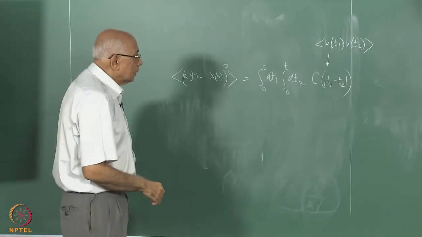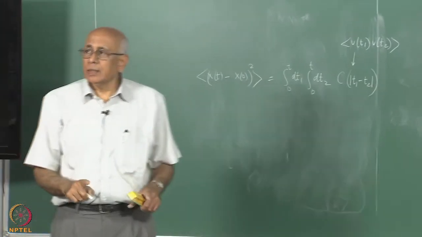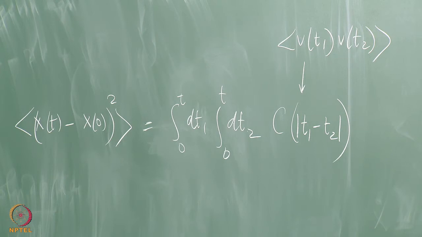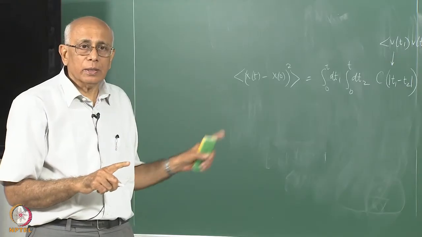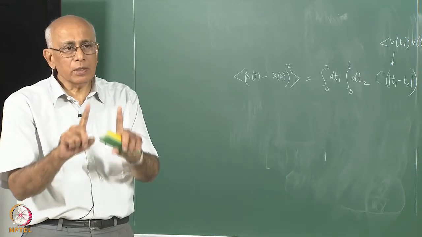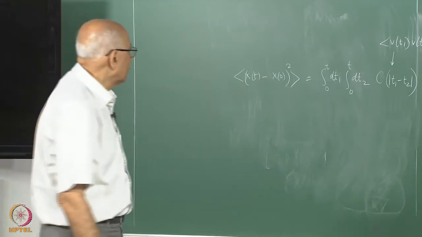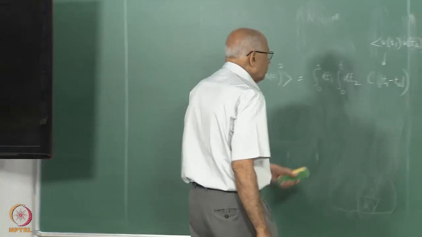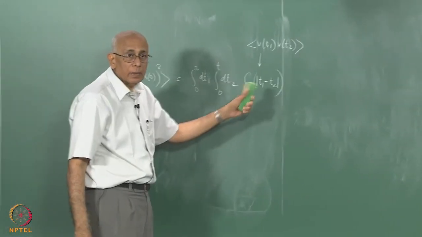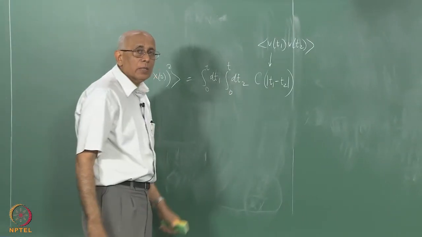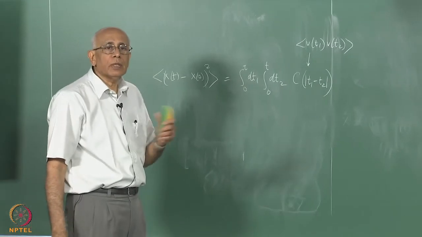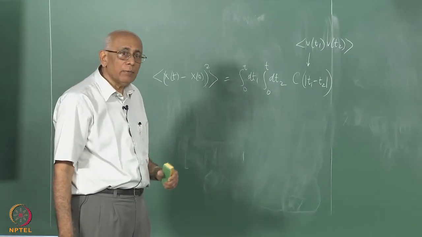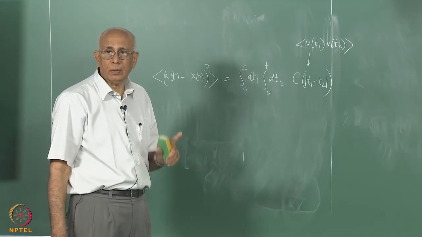Okay. All we need is a statement that this V is a stationary process, so that C of t1 minus t2, the velocity correlation, is a function of the modulus of the time difference. Okay. So all we need is that piece of information, and then we are done actually from here. Because now you'll immediately get a formula for the diffusion constant in general, even outside the Langevin model.